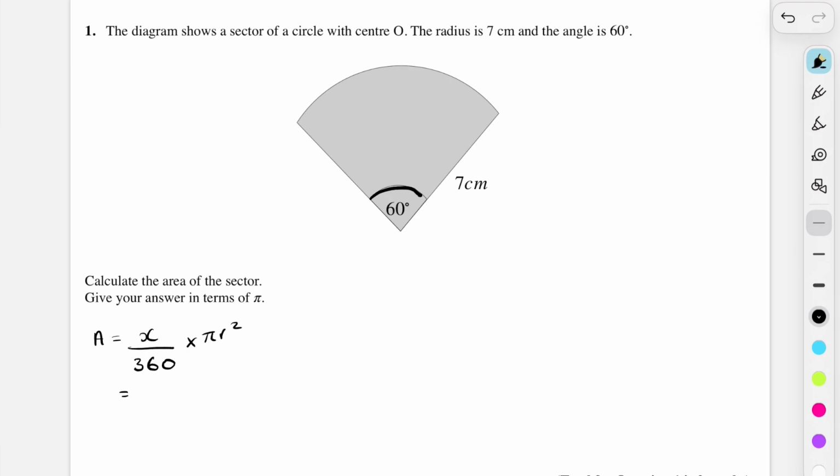In this case, x is 60, so it's going to be 60 over 360 times pi times 7 squared. Now I'm going to simplify 60 over 360 because I know that simplifies to 1 over 6. So it's going to be 1 over 6 times pi times 49. Now 49 by itself is 49 over 1, so we can write this as 49 over 6 pi, and that is the answer to this question.